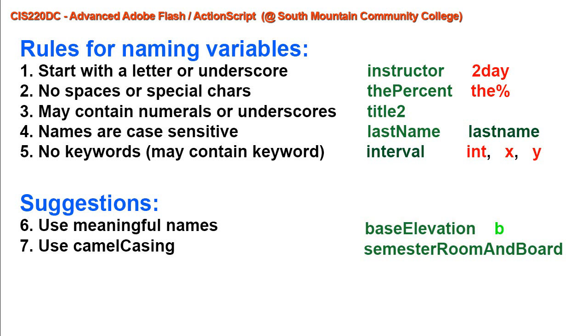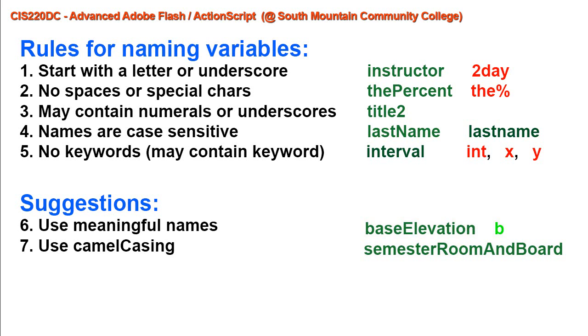There can't be any spaces or special characters such as asterisks or percent signs or carets or dollar signs. So the word percent spelled out is okay, but if you use a percent sign, that would not be a valid name. They may contain numerals or underscores, so title2 is okay, as long as it doesn't start with a number. And you would put an underscore there instead of a space if you wanted to have multiple words. Names are case sensitive, and so lastName with a capital N is not the same as lastname with a lowercase n.